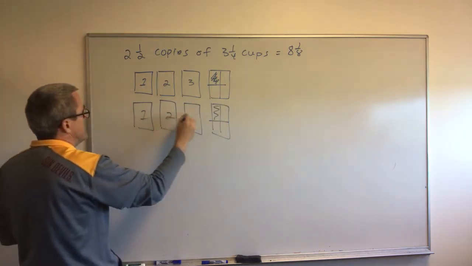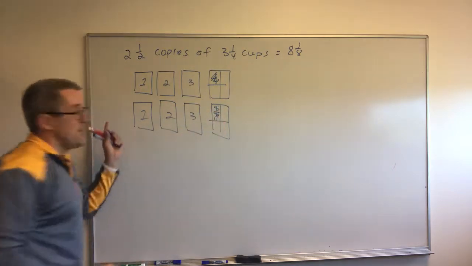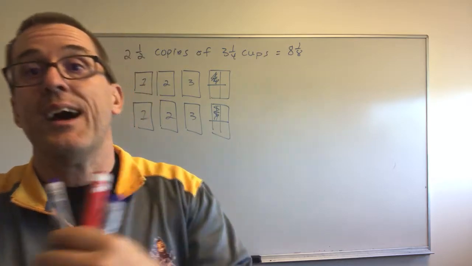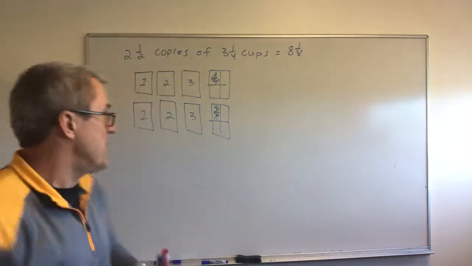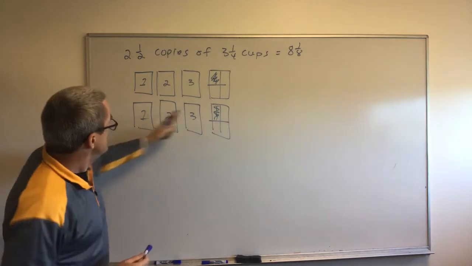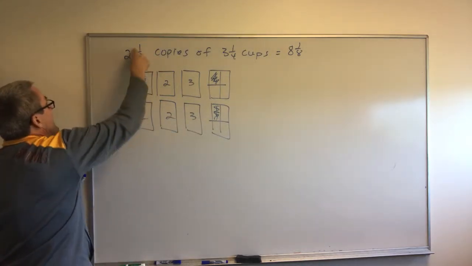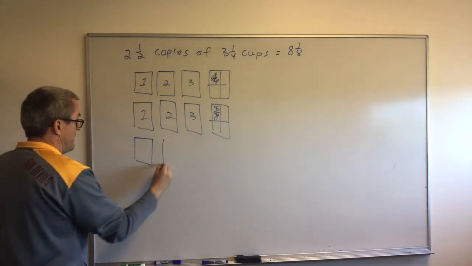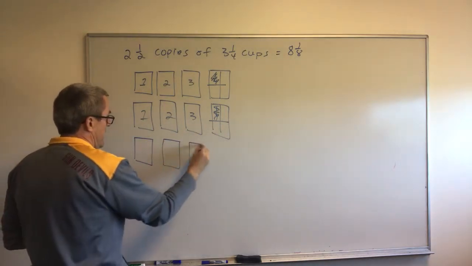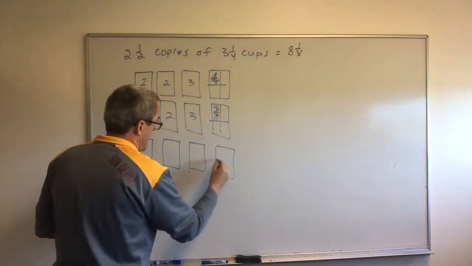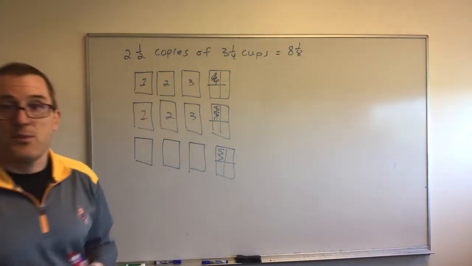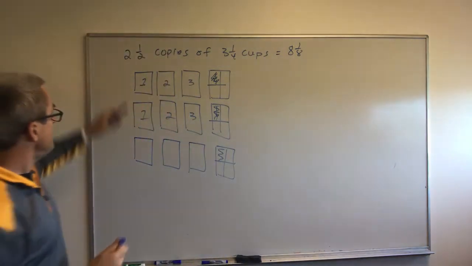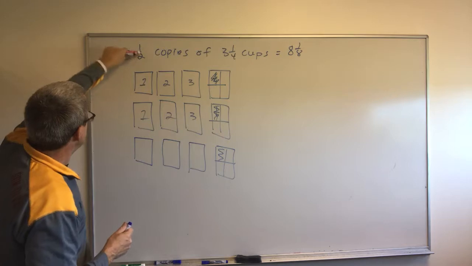So 1 cup, 2 cups, 3 cups, and 1/4 of a cup. There's 2 copies of 3 1/4. I need 2.5 copies of 3 1/4. 1 copy of 3 1/4, 2 copies of 3 1/4. Let's now get that half a copy of 3 1/4. The way I'm going to do it is draw 3 1/4. So there's the 3 1/4 a third time, but I don't need a third time, I just need a half a time. I need 1 copy, 2 copies, and then a half a copy.